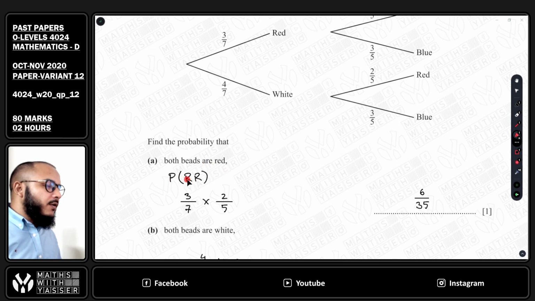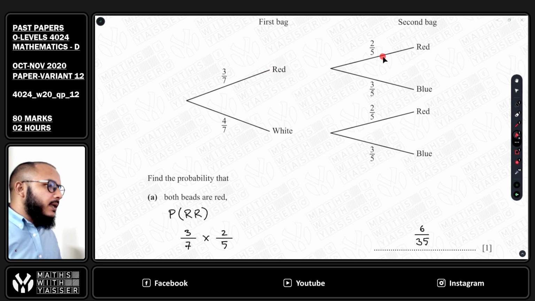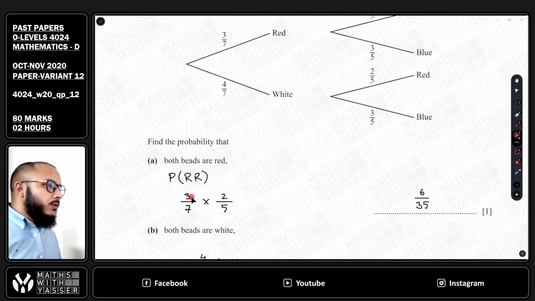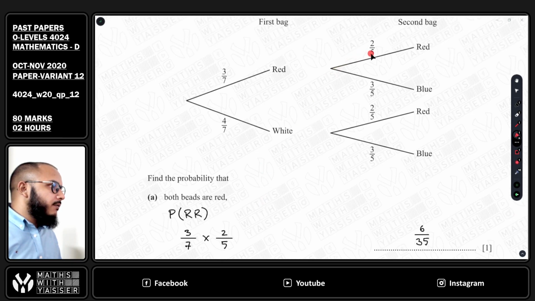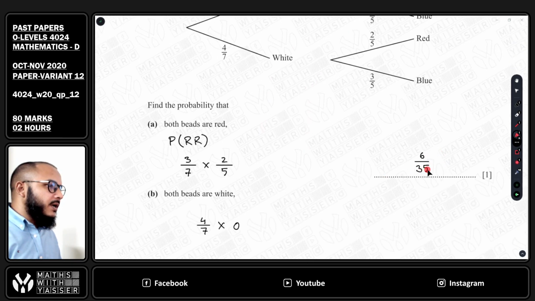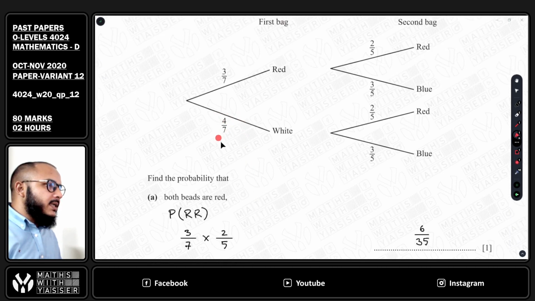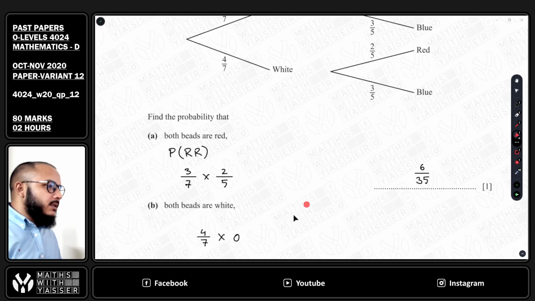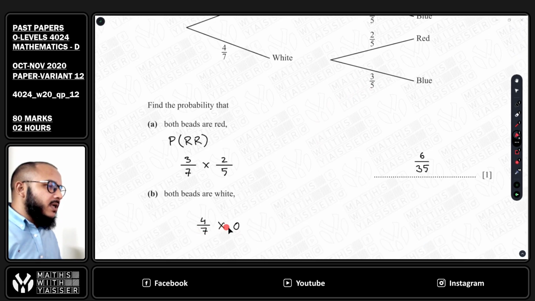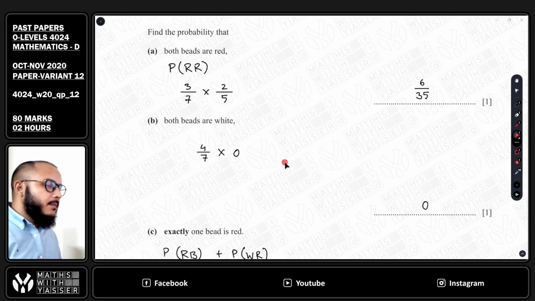So we need to find the probability of red and red. For red and red, there can be only one possibility. Since it is this and this, we need to multiply them. So 3 over 7 times 2 over 5, which gives us 6 over 35. Then it says both beads are white. We have only one white in the beginning and then we don't have any whites afterwards, which means there is 0. So 4 over 7 times 0 will be 0.